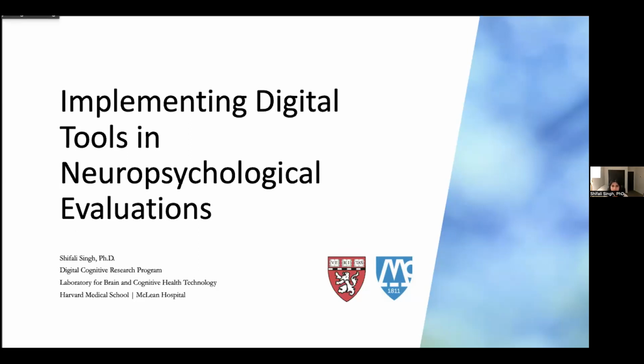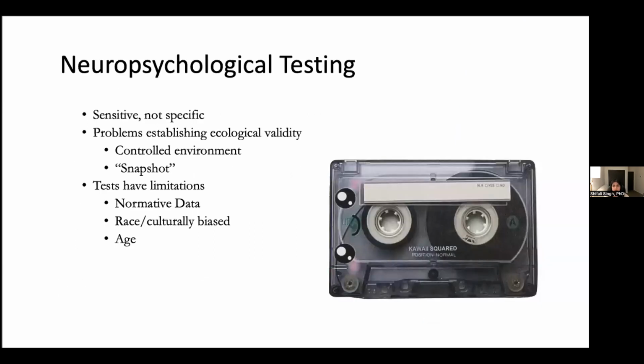Okay, so I will run through this as fast as I can, but essentially my research is looking at implementing digital tools in neuropsychological evaluations. As we know, neuropsychological testing is really sensitive to detecting impairment, but not necessarily specific. There are a lot of problems establishing ecological validity, in that we're assessing our patients in a controlled environment and really only getting a single time point of evaluation.